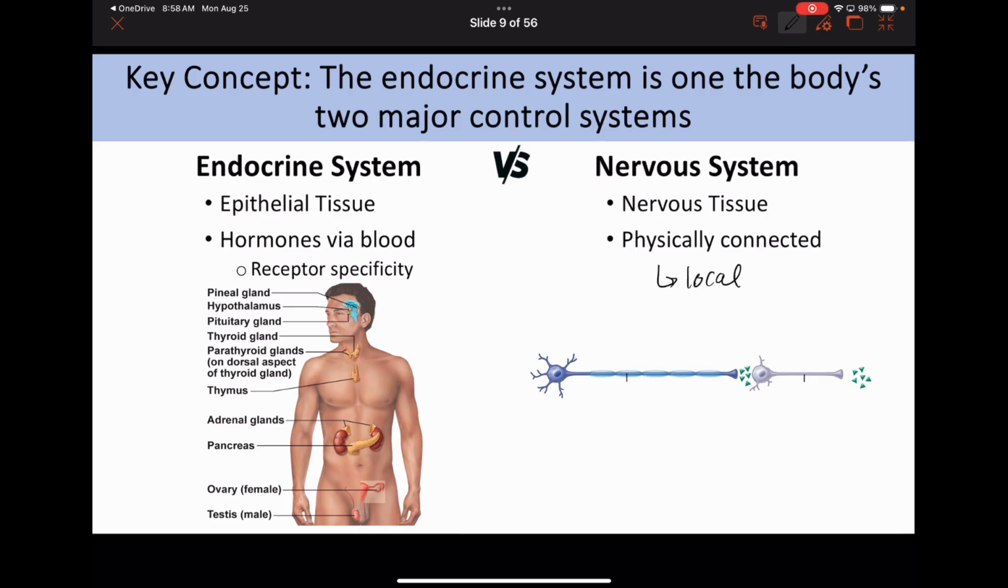This is local. And this is systemic. One way that the endocrine system works is it has what's called receptor specificity. We do not want hormones to target organs that don't have a role in that particular hormone. And so hormones and their targets have a very specific binding relationship.